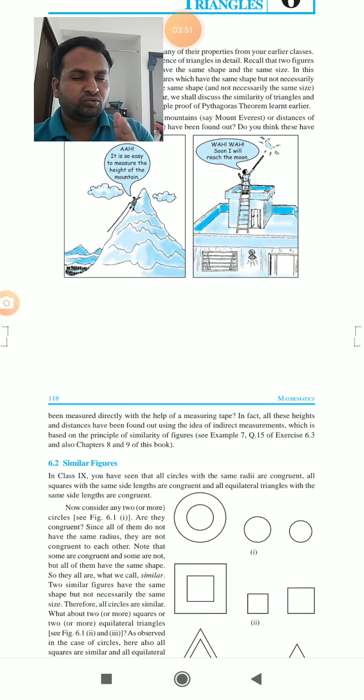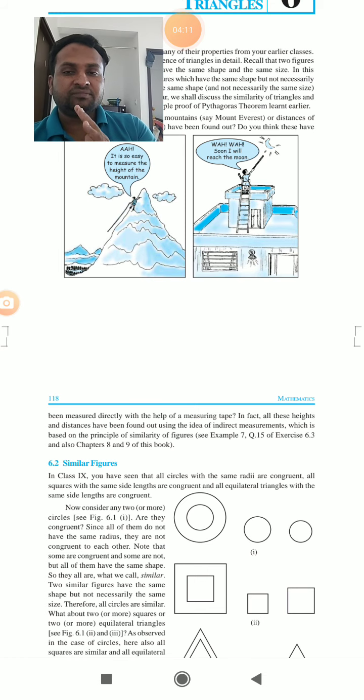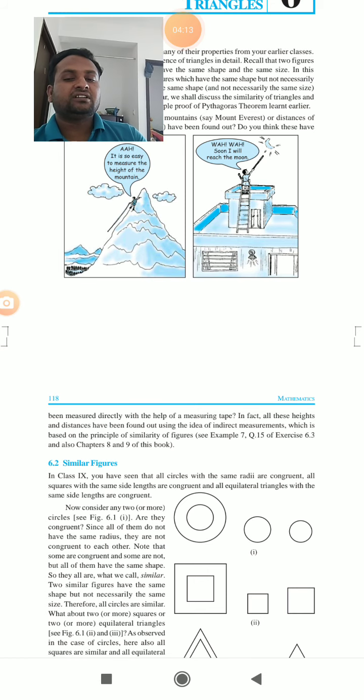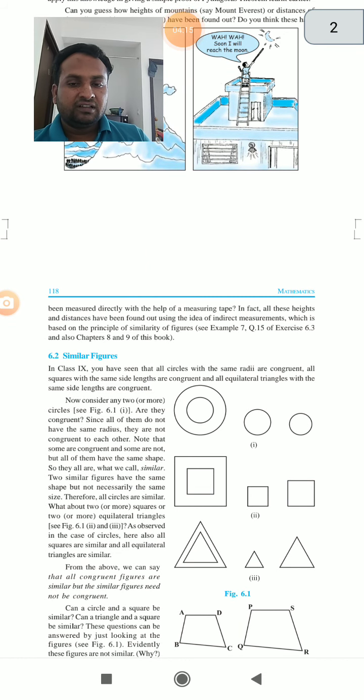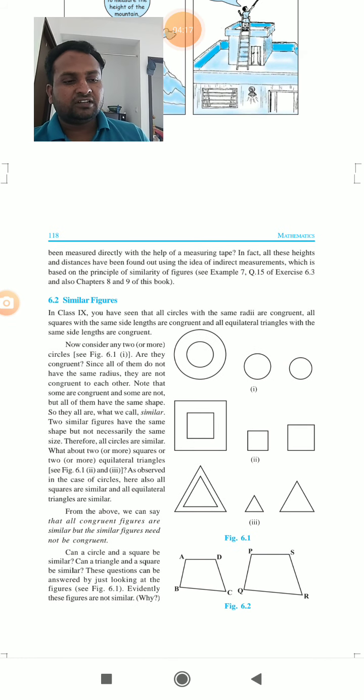Now see the difference. You have to remember two concepts here: what is congruent and what is similar. Once again I will repeat. Congruent figures are those having the same shape and same size. I told you already, there are so many examples. But similar figures have the same shape but not necessarily the same size. Such figures are called similar.